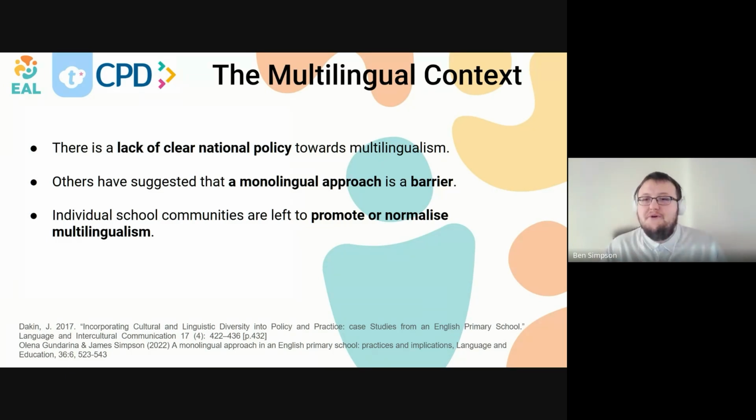However, as with most things in the education systems in a lot of schools, the burden falls on individual school communities to promote or normalize multilingualism in the classroom and outside it. So that's what the multilingual context is in the UK and perhaps in other countries. We want to acknowledge this and try to link this to our translanguaging approach.